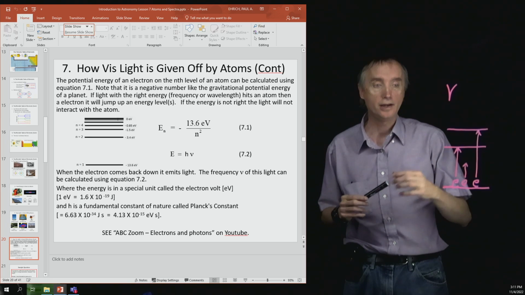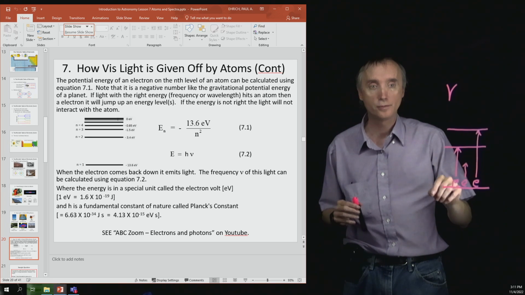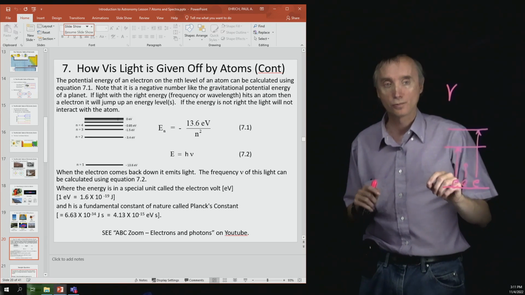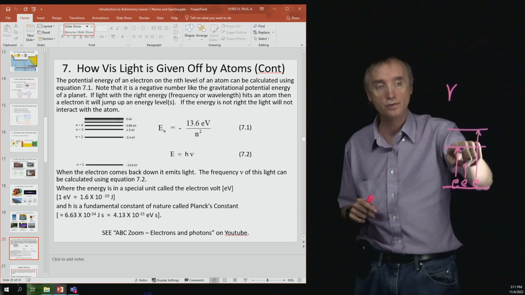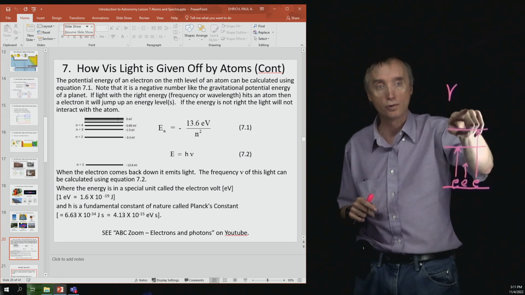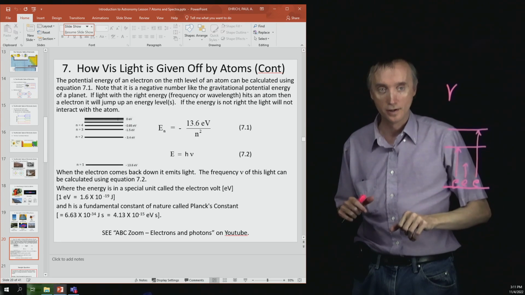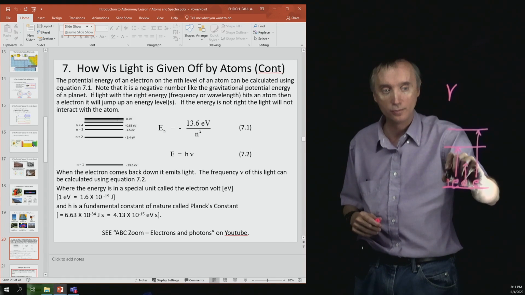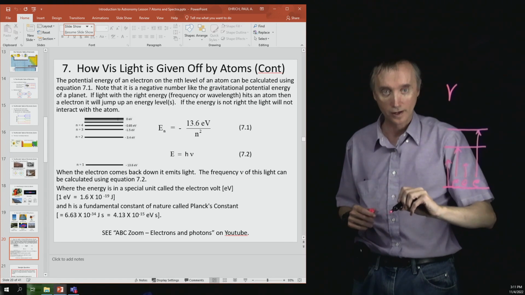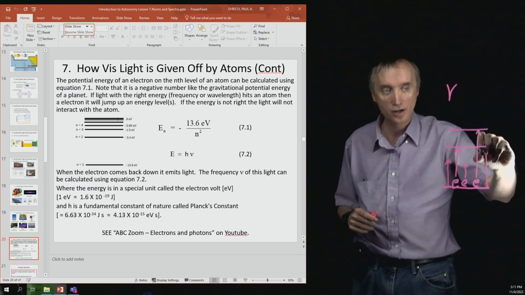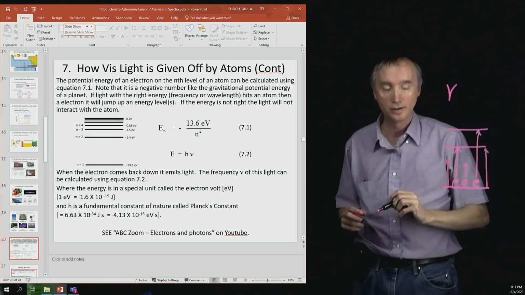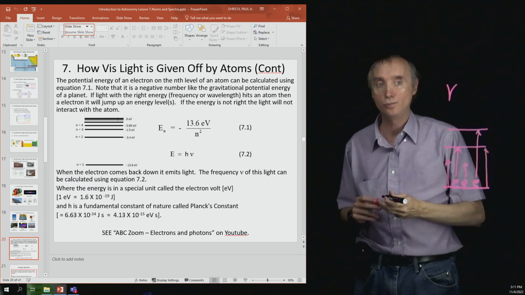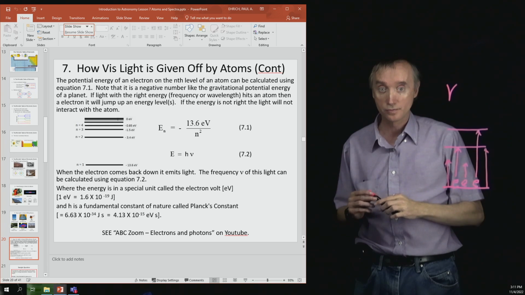So an electron must be given precisely the right amount of energy so that it could either jump to here or up to here or whatever. You can't jump up to halfway. You can't jump 3/4 of the way. You can't jump 99% of the way. It has to be precisely one of those energy levels.